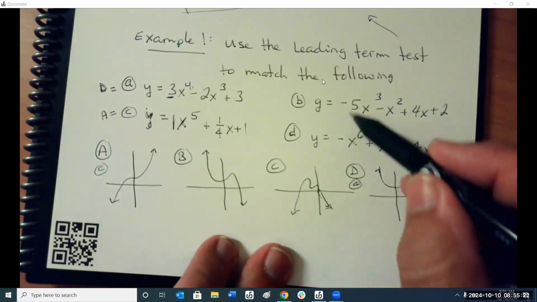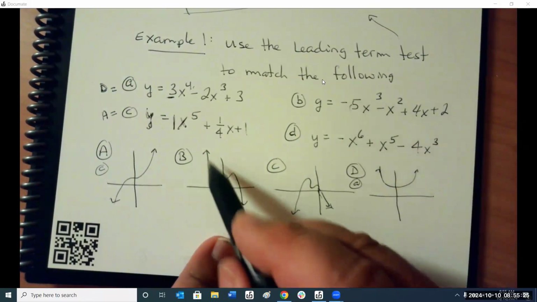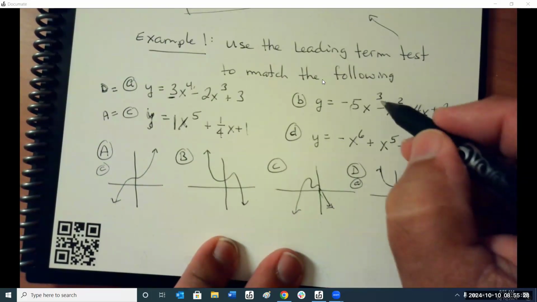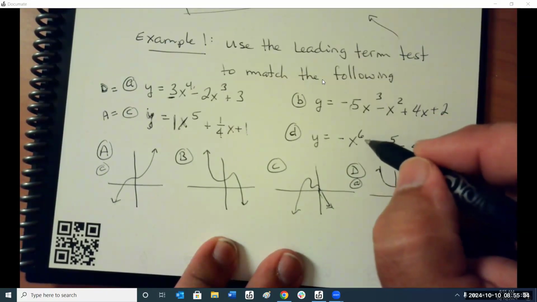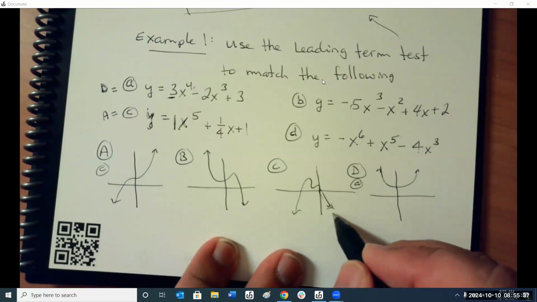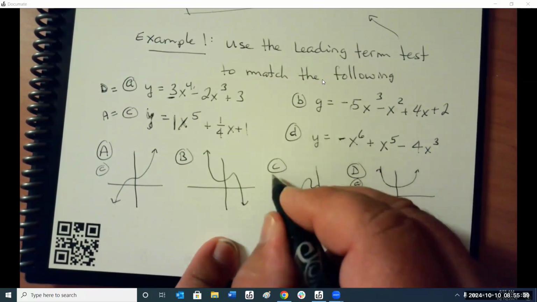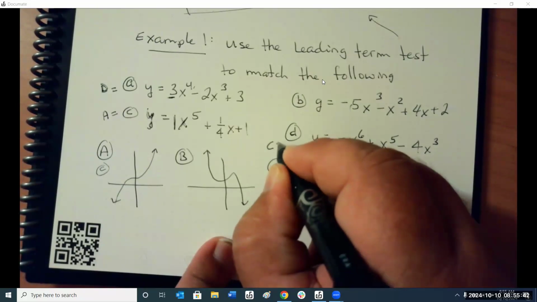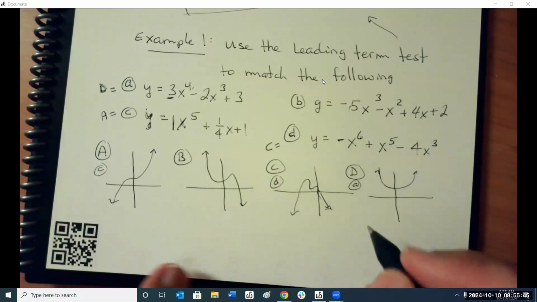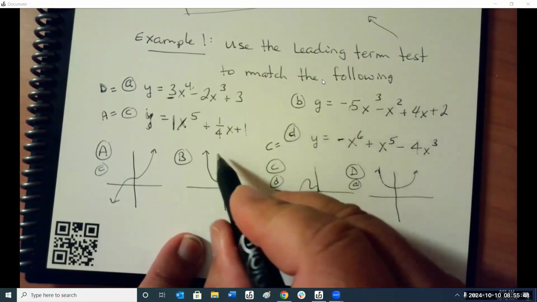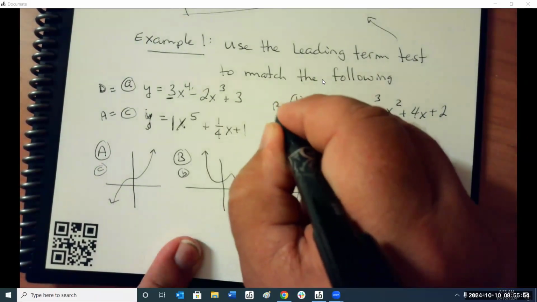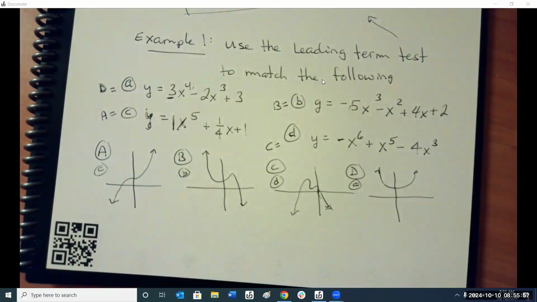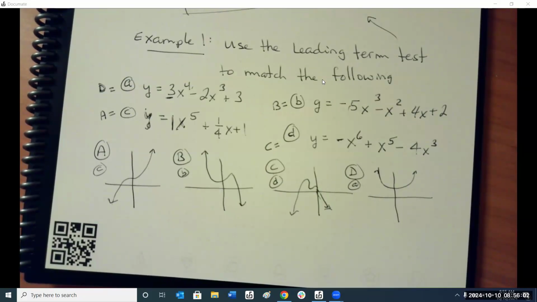Now we have to worry about B and C. These two, they're both negatives, so they're pointing down. But our degrees, this one's odd, this one's even. If it's even, they both point the same direction, and they're down, so this one must be C. Since this one's odd, they point different directions, and it's pointing down, so this one must be B. So this is kind of stuff that once we start looking at these, then we can start breaking them down and know what they're supposed to look like.